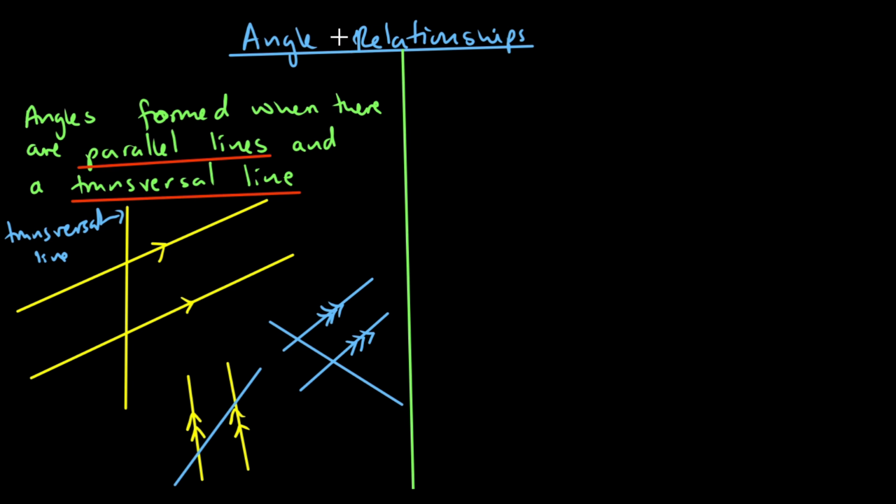That's why we now need to look again at what we call the angle relationships. The first type that we need to look at when we are given two parallel lines and a transversal line is what we call the alternating angles. The quickest way to remember them is by just saying Z angles.